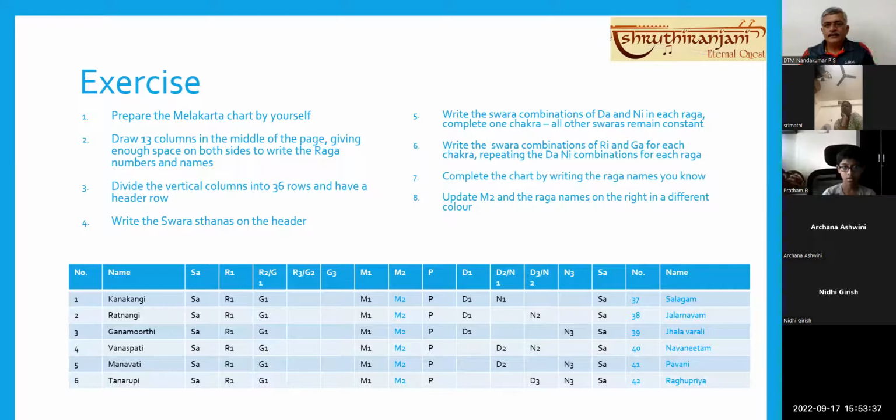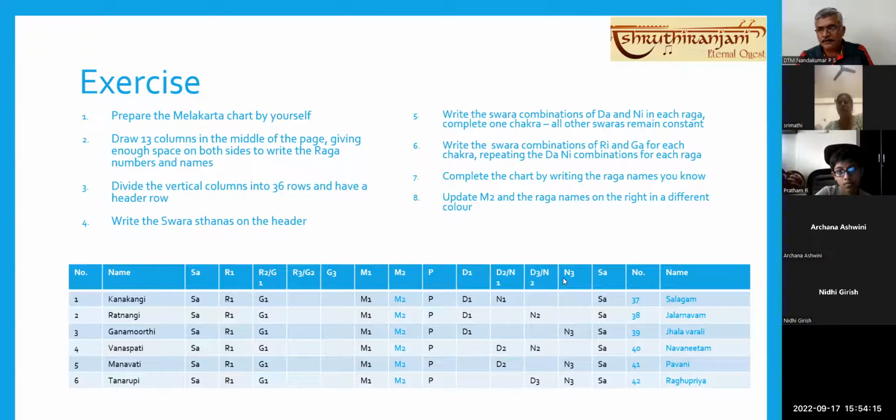Right. Now we have come to the last slide. You are going to prepare the Melakarta chart by yourself. Okay, I have given how to prepare all of that. If you want, you can take a screenshot of this and then prepare it. Okay, draw 13 columns in the middle of a long size notebook, or take an A4 sheet or a long size paper, and in the middle you draw 13 columns which will fit only the swaras. Okay, the columns will be closed like this, what I have shown below, right?